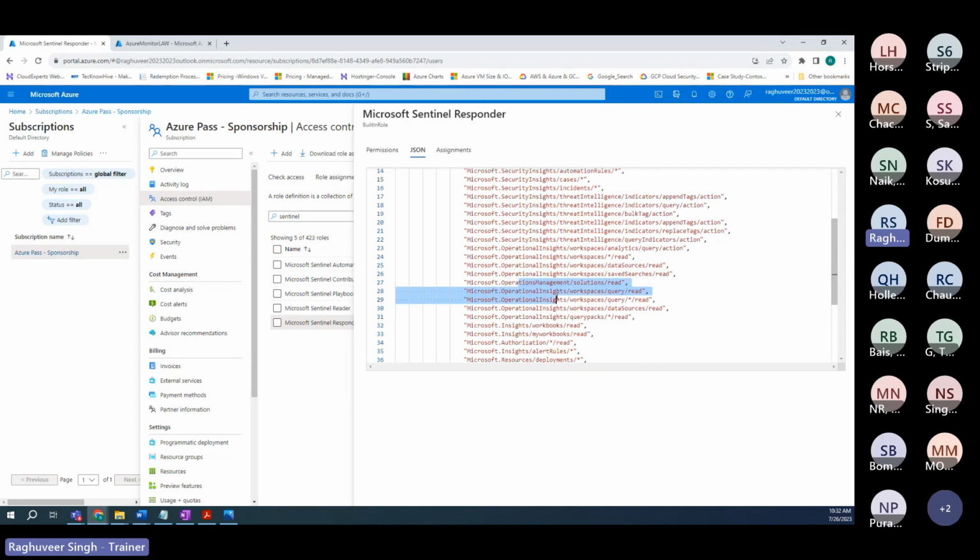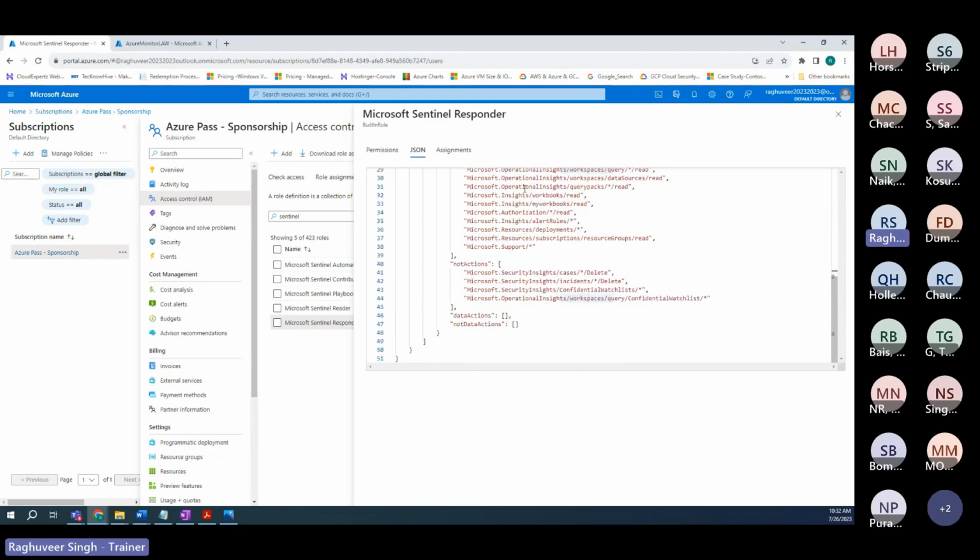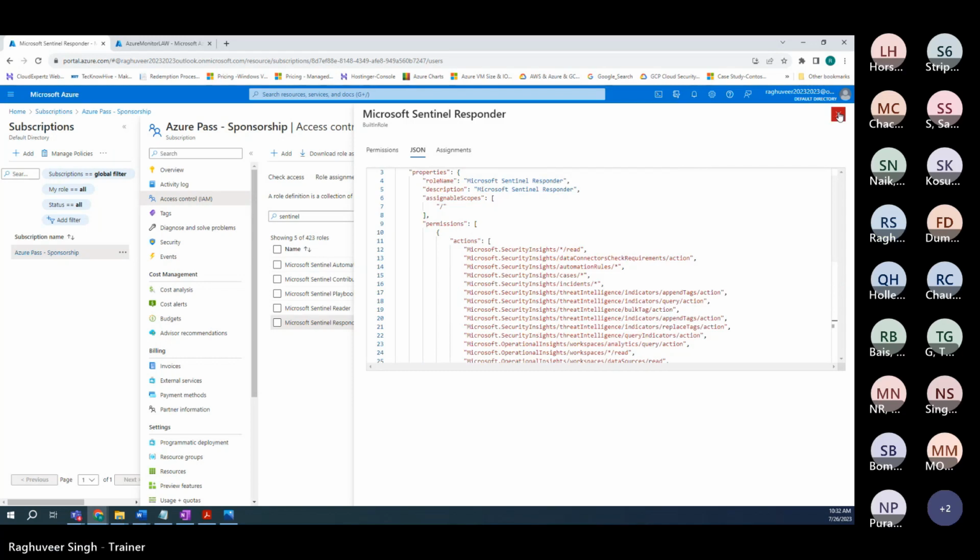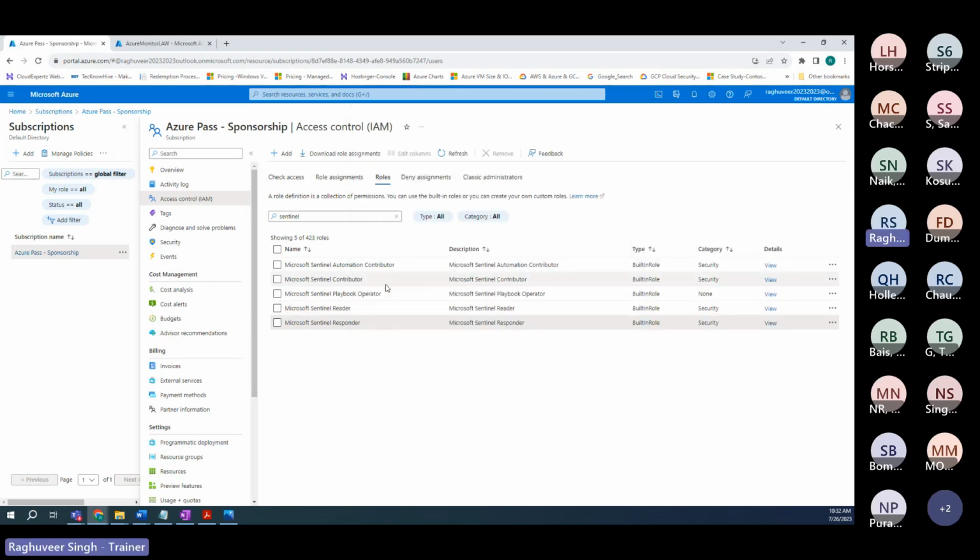For example, here you can see workspace read query. Here the person will only have read access. So workspace query read access. So the permissions will change and you will see not actions. This person is not able to do these operations. For example, this person cannot delete any cases, any incident, anything. This person cannot delete the incident. This person cannot delete the confidential watch list. This person cannot query the confidential watch list. So not actions.